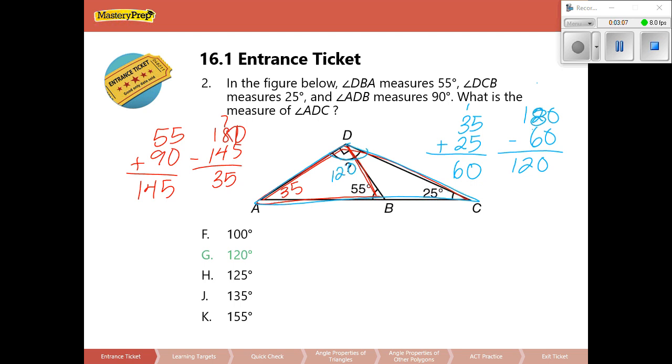Right. Because we're really looking at this triangle here, which is our ADB, and we actually can consider the other triangle ADC. And they're part of each other.